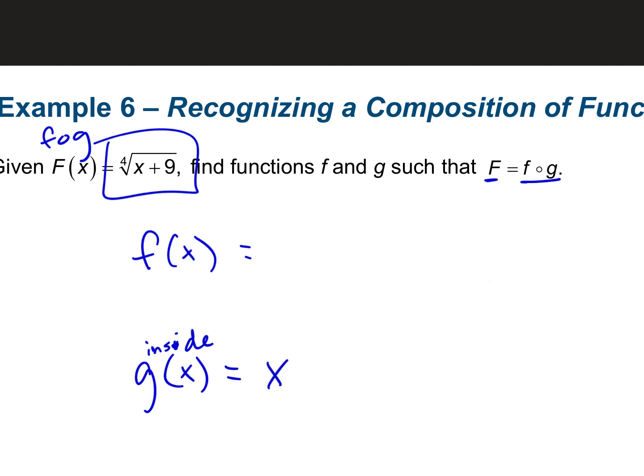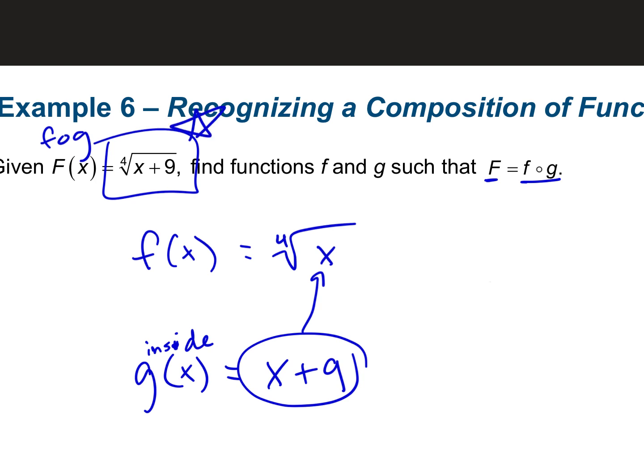So the inside part is x plus 9. What do you think the outside, so if we're taking x plus 9 and plugging it into f, what do you think our function f is? The fourth root of what? Just x. Because we would take the inside and plug it in, which would give us f of g, the composition. So this is kind of just like dissecting it into parts.